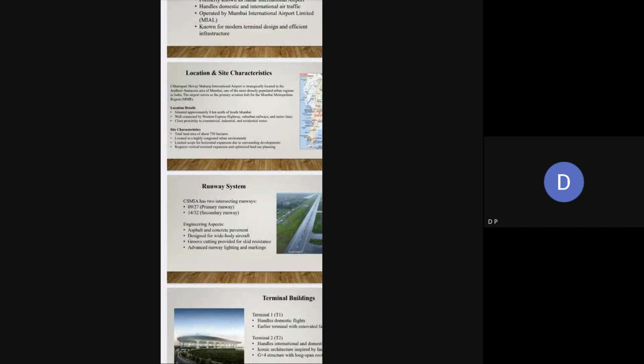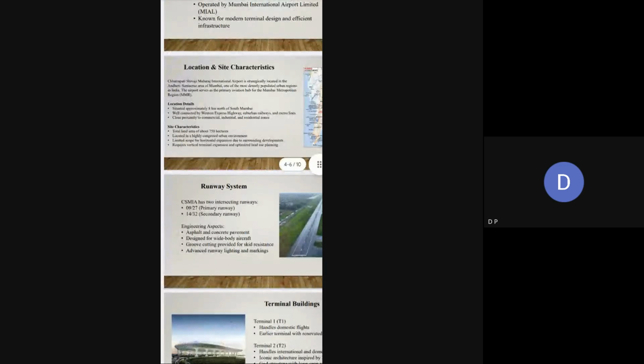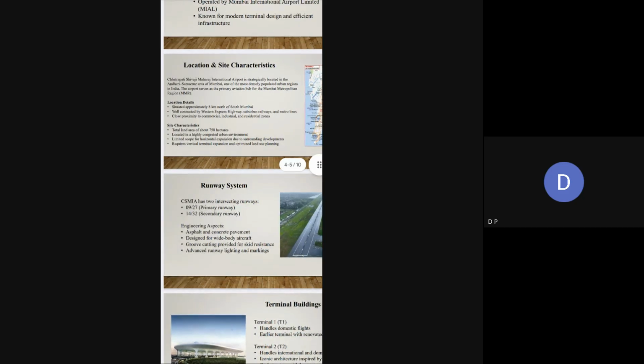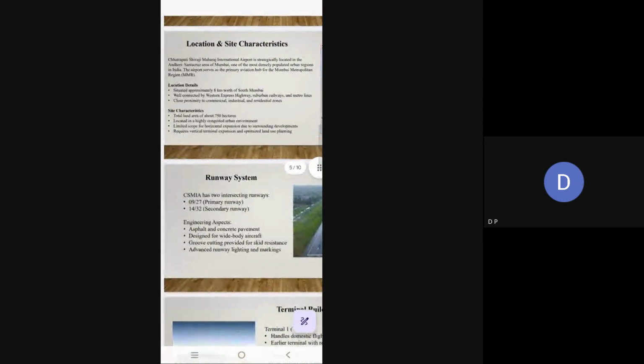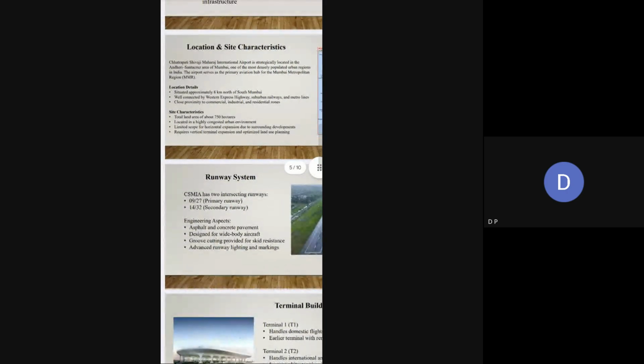Chhatrapati Shivaji Maharaj International Airport is strategically located in the Andheri area of Mumbai, one of the most densely populated urban regions in India. The airport serves as the primary aviation hub for the Mumbai metropolitan region. Location details: situated approximately 8 km north of South Mumbai, well connected by Western Express Highway, suburban railways, and metro lines.